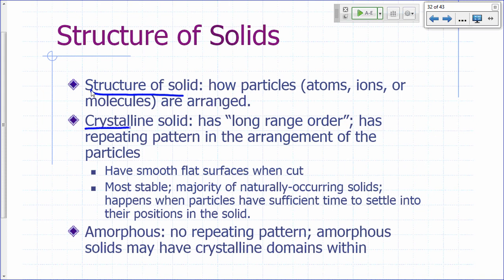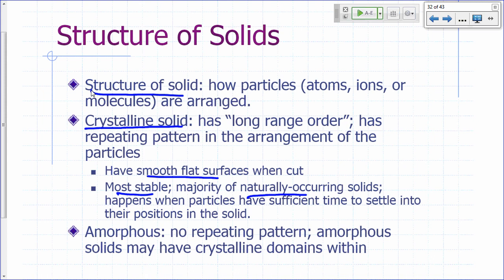You have what's called a crystalline solid if there is a long range order, or if there's a repeating pattern in the way the particles are arranged. Crystalline solids have the following characteristics. They tend to have smooth, flat surfaces when you cut them. You're familiar with crystals, right? And crystalline solids are in fact the most stable. The majority of naturally occurring solids are actually crystalline. So it's the most stable way that the particles can be arranged in a solid.